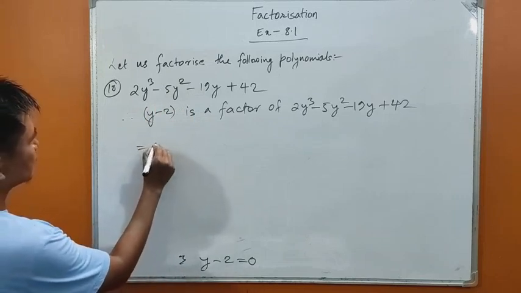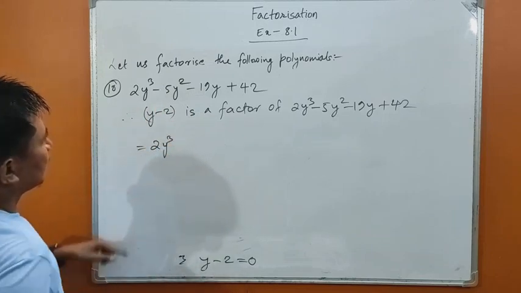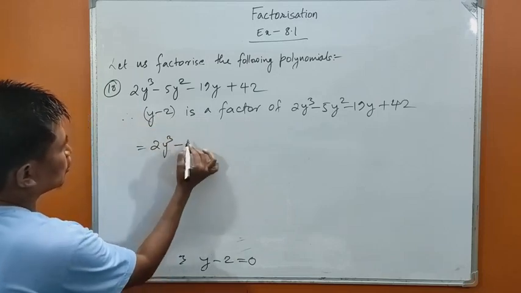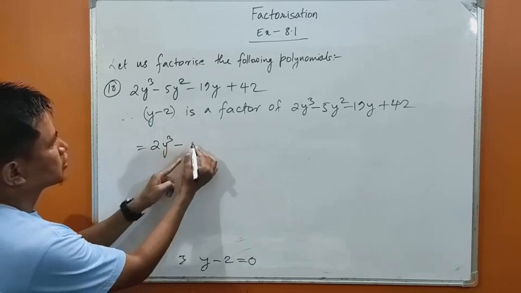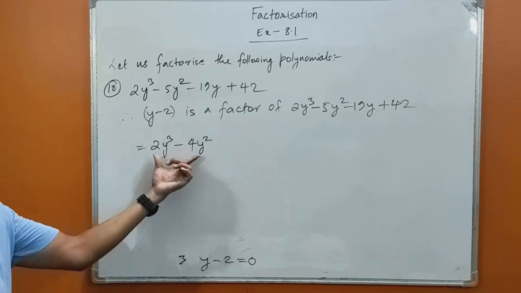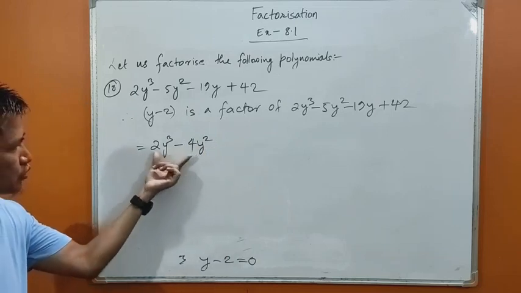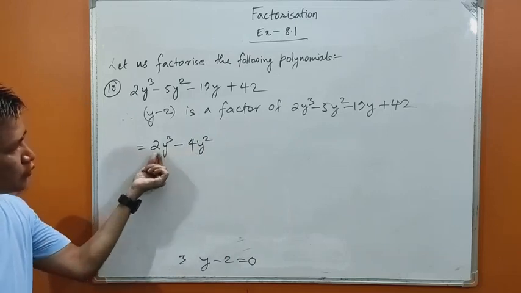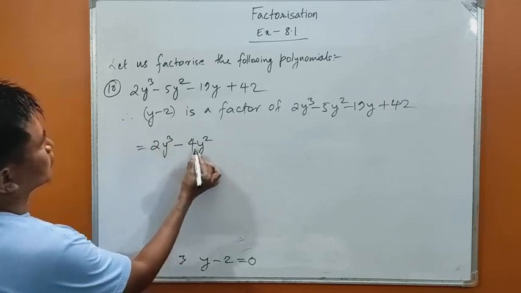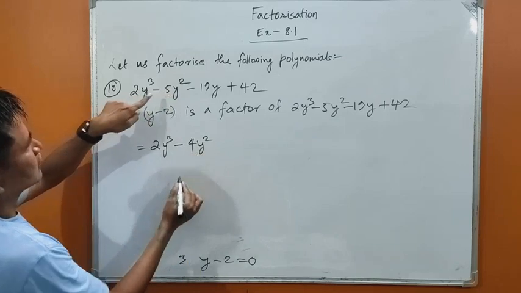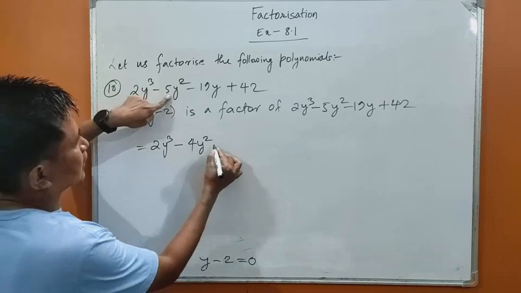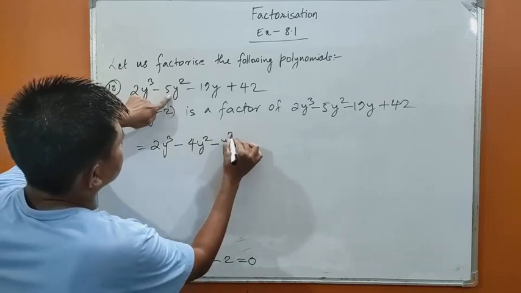So what I write is 2y cubed. I need y minus 2, so y minus 2, isn't it? So to get 2, I must have double of this number, so 4y squared. When I take 2y squared common from these two terms, y minus 2 will remain here. So when I put minus 4y squared, there was already minus 5y squared in the question. So I used minus 4y squared.